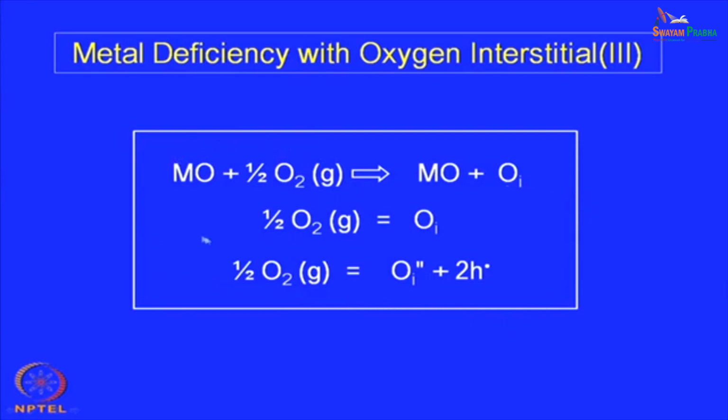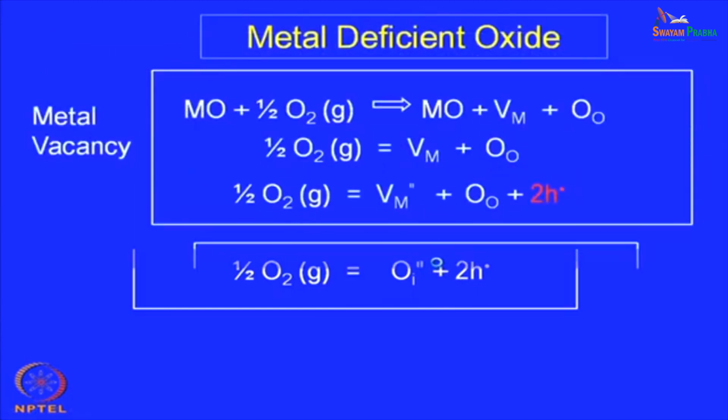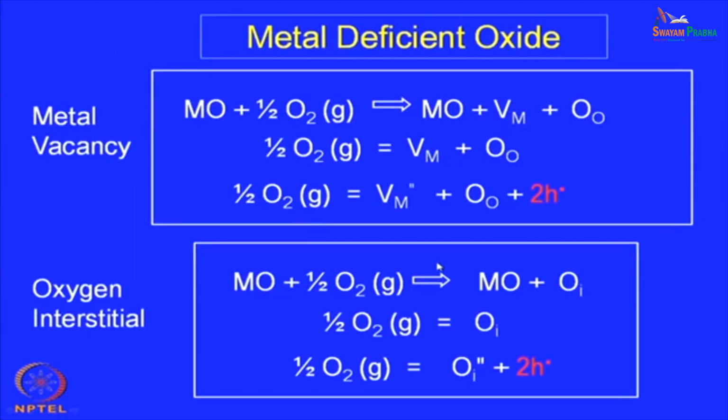Once again the same thing has been repeated here. The 3 equations given in 2 different slides have been combined here in a consolidated manner. So, we are creating 2 holes, and the final consolidation is here: the metal deficient oxide can be created either by metal vacancy or oxygen interstitials. Both of them will result in the same thing so far as the charge balance is concerned.